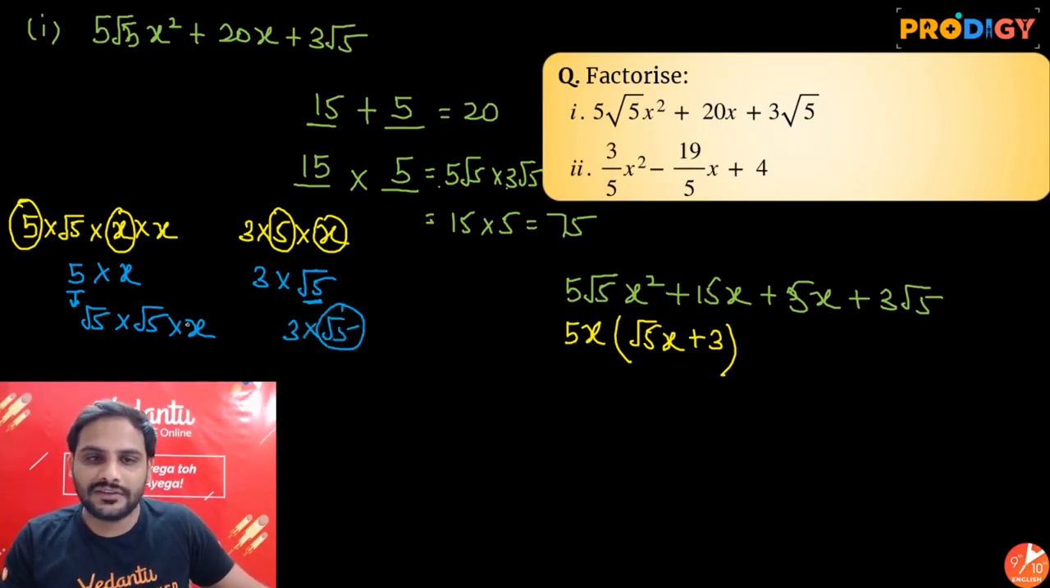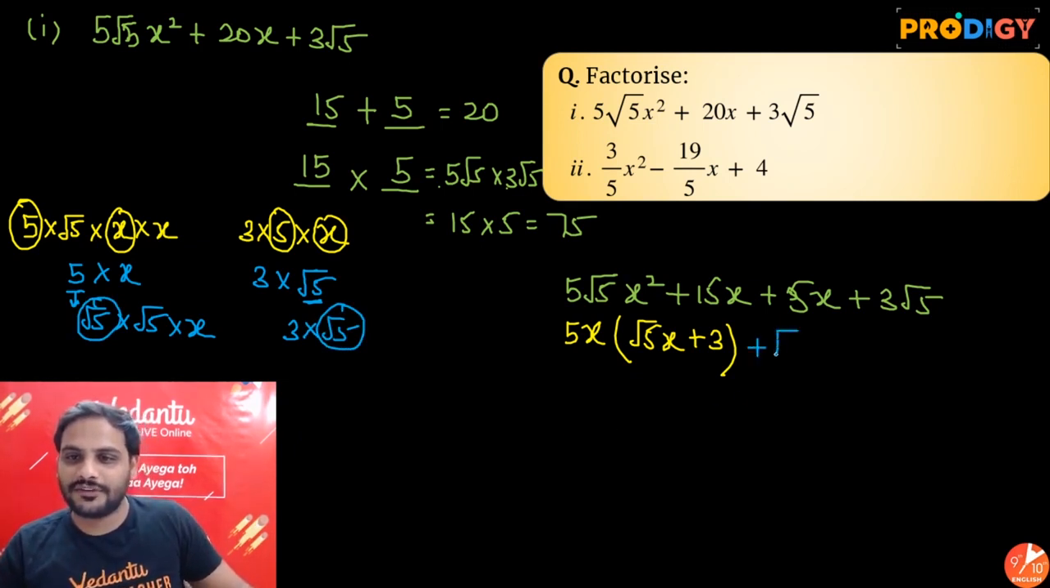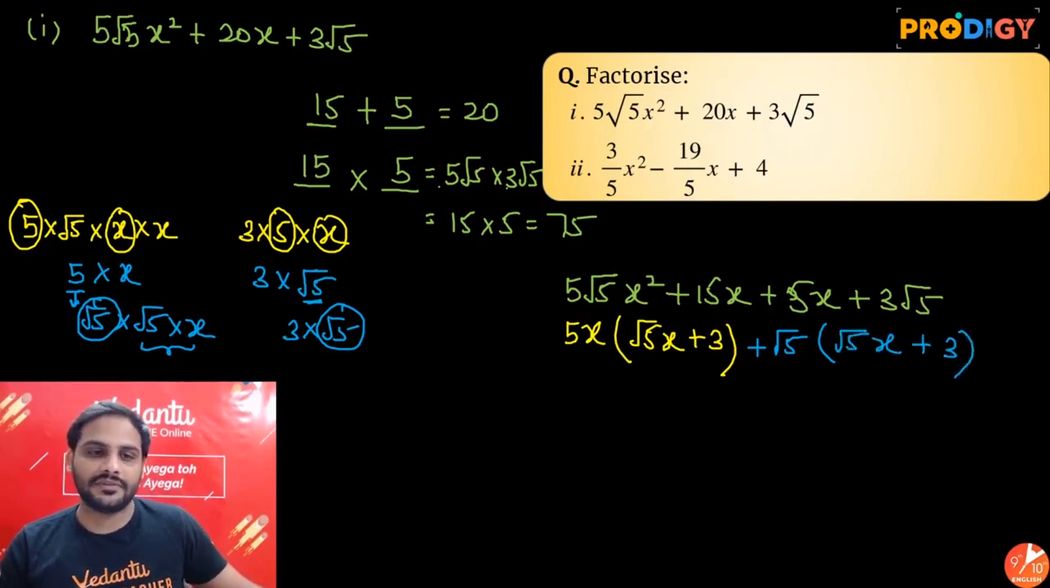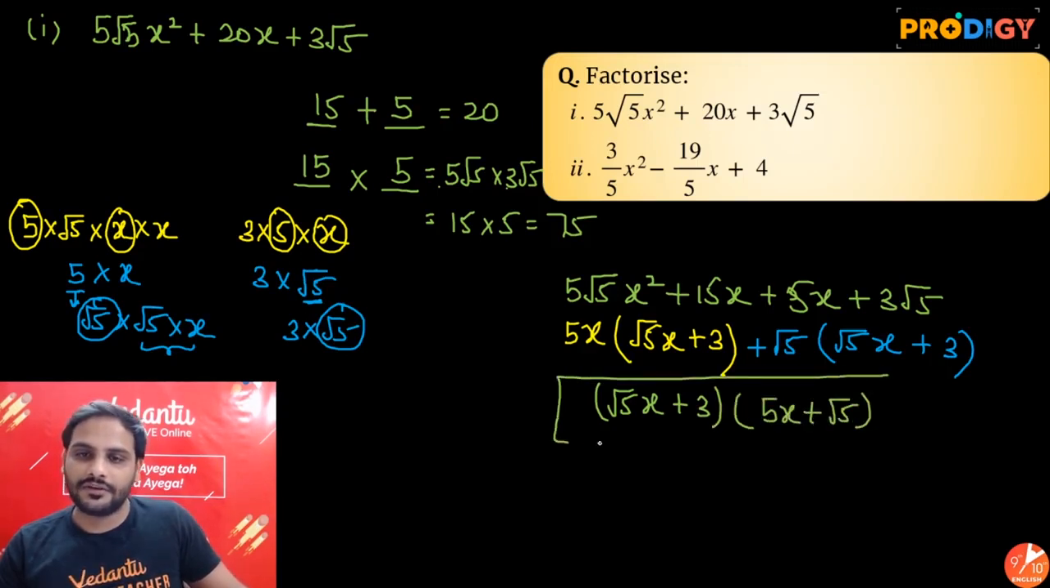So you can clearly see root 5 is common or not? Yes, sir, root 5 is common. So take root 5 common. What are we left with here? In the first one, it is root 5x. And in the last one, it is 3. Look, both the brackets have the same terms. Now, if I take root 5x plus 3 common, I am left with 5x plus root 5. This will be your factorization.